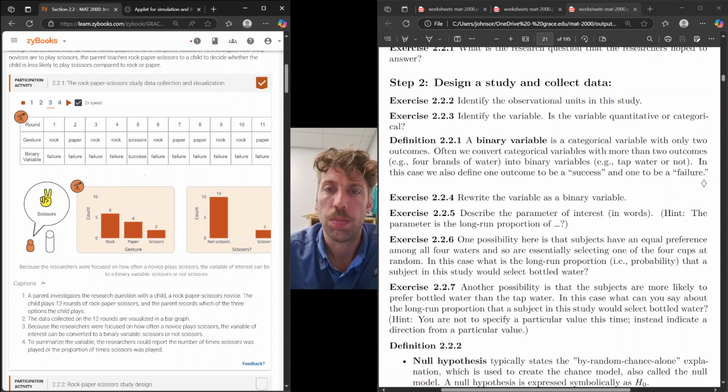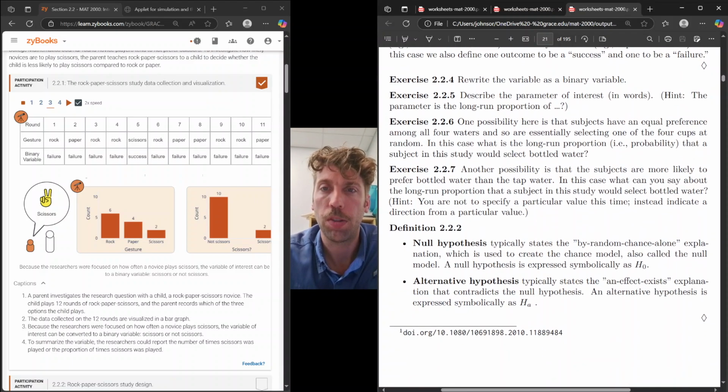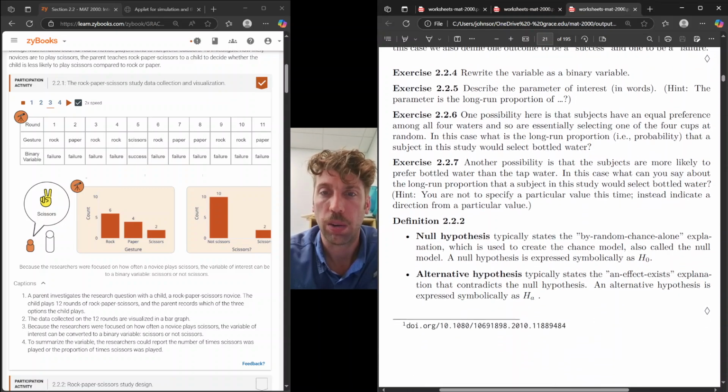Okay, so then describe the parameter of interest and then follow the hint. So it should be a complete sentence starting with the parameter is the long-run proportion of blah, blah, blah. Okay, it should relate to our particular situation here. One possibility here is that subjects have equal preference among all 4 waters. So we're essentially selecting one of the 4 cups at random. In this case, what is the long-run proportion, i.e. probability, that a subject in the study would select bottled water? That question is related to the setup. So reading that first paragraph about how the experiment is set up is important for answering that question.